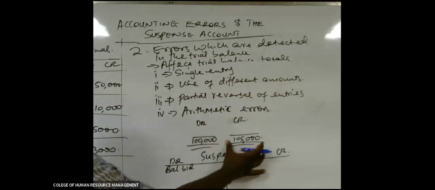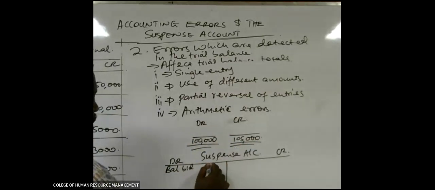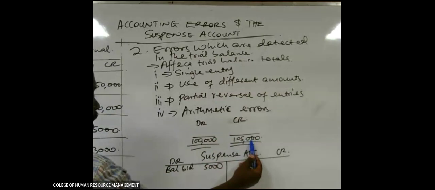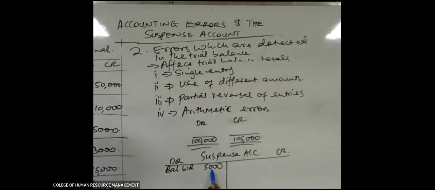This and this, the difference is 5,000. So we shall put the 5,000. The credit is exceeding the debit with 5,000. So the amount in the suspense account will be captured on the debit side. We put it on the debit side, the side with less in the trial balance.